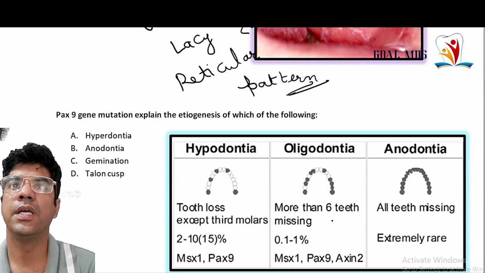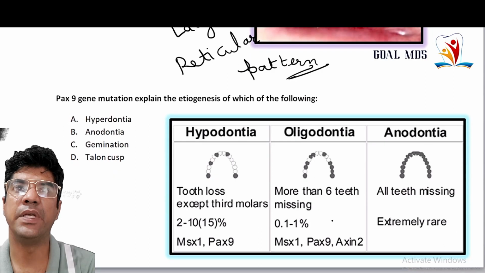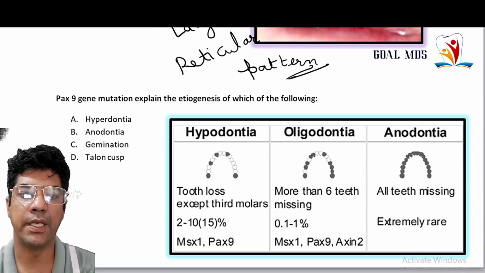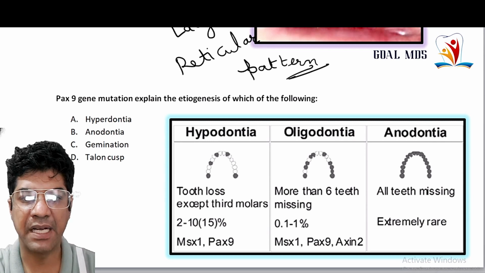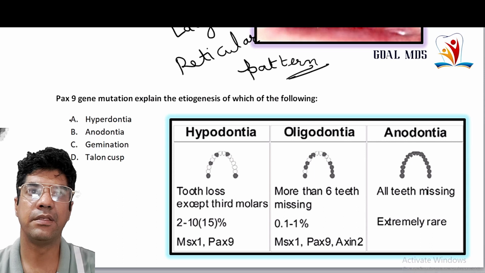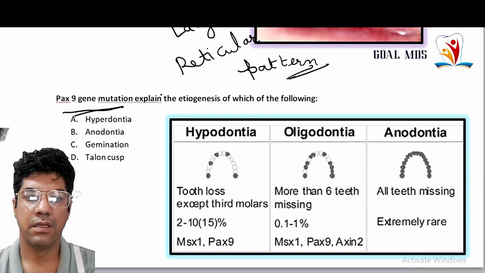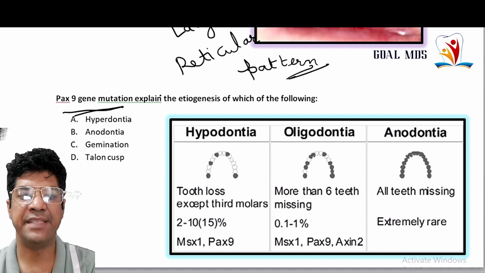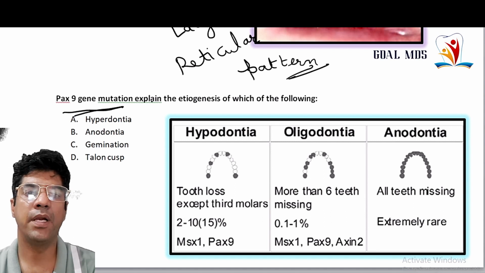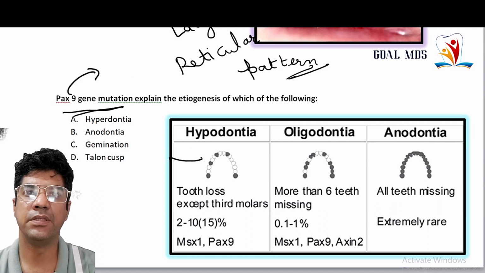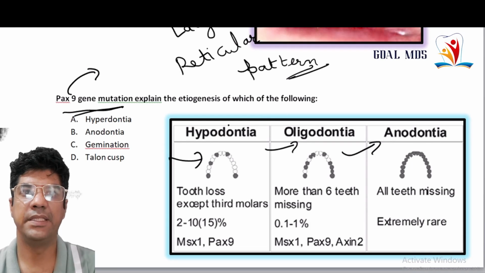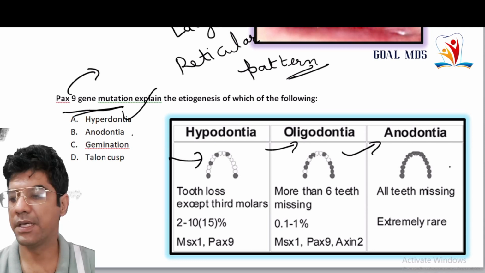Coming to the next question: PAX9 gene mutation explains the etiology of which of the following? Remember, PAX9 is a transcription factor gene. So mutation in this gene will disrupt the normal regulation of tooth formation, which will lead to abnormalities in tooth number and morphology. So the PAX9 gene may be associated with all these conditions.